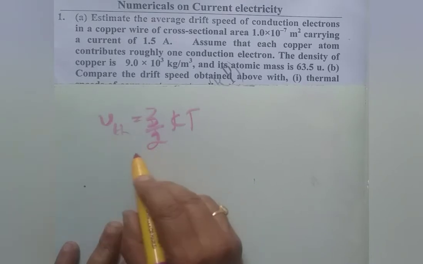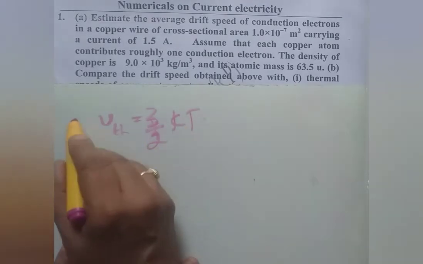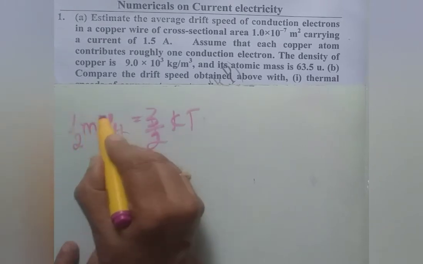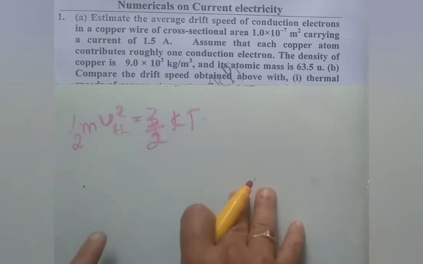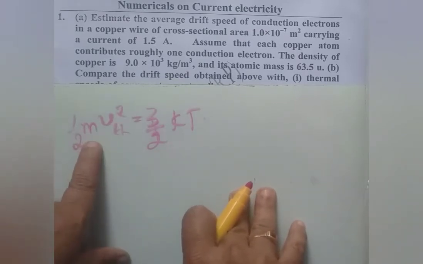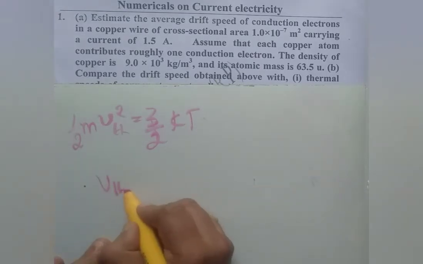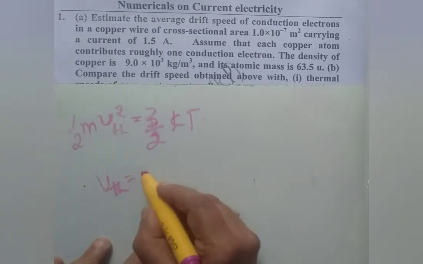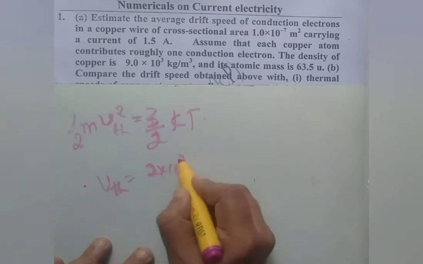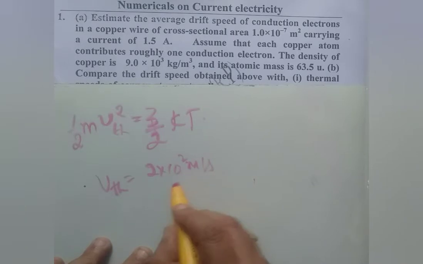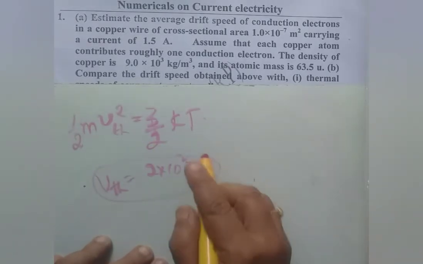This 3/2 kT is nothing but average kinetic energy. We can write half m V th square equals 3/2 kT, where K is Boltzmann constant, m is mass of one copper atom. By using this, if we calculate Vth, the thermal velocity, it gives us 2 into 10 raised to 2 meter per second. The thermal velocity, substituting for K, T as 300.